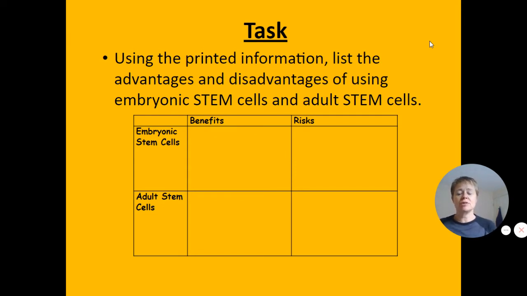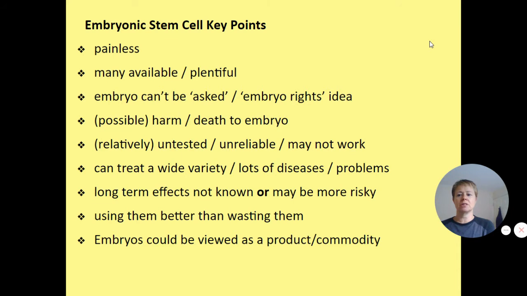Okay, so moving on to your next task. You should have some printed information, key points about adult and embryonic stem cells. Just in case you haven't got them, they are on the next slides. I'll go through them in a moment. What you need to do is look at the information, and for embryonic stem cells and then for adult stem cells, categorize the points into benefits of using those stem cells and problems or risks or disadvantages of using those stem cells. So I will just go through the points.